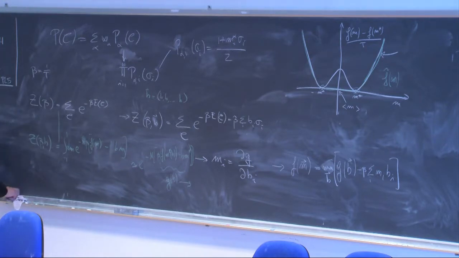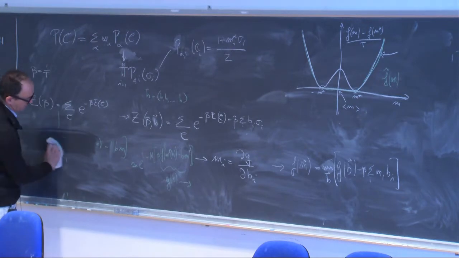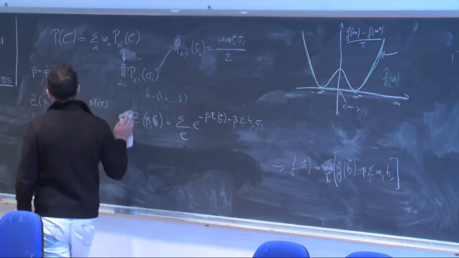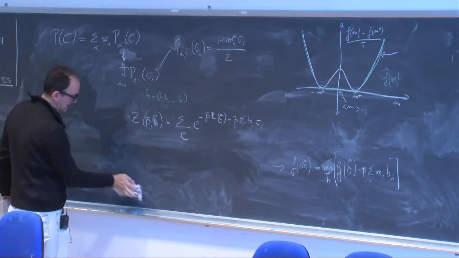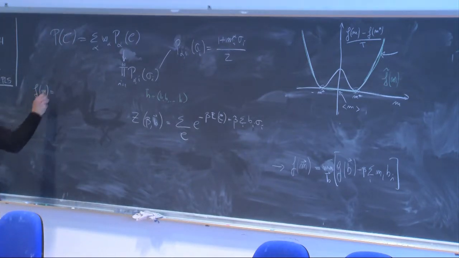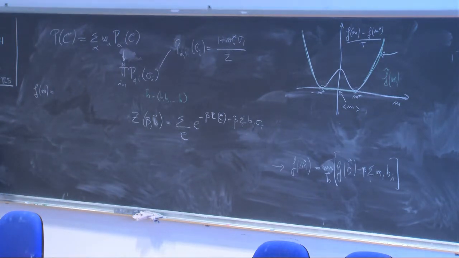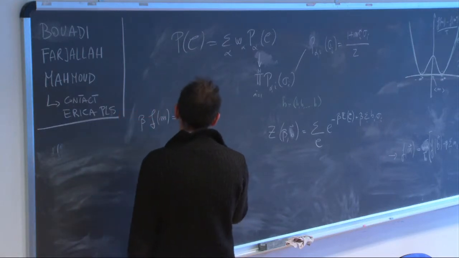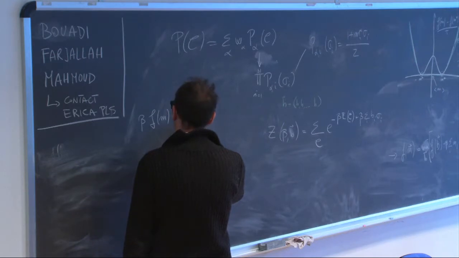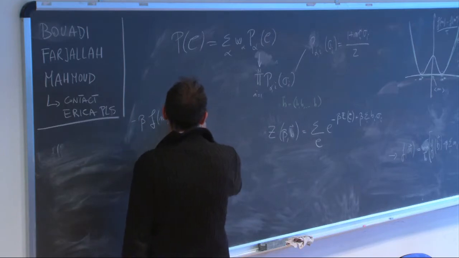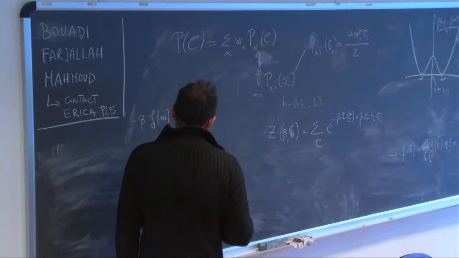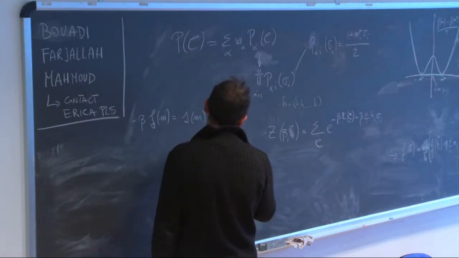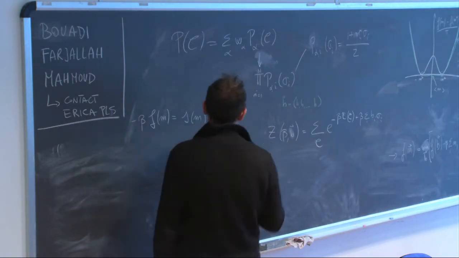Okay. So the main idea is the following. If you look at the function f of m for the mean field Ising model, what you find is that this function beta f that you are interested in, minus beta f, is essentially equal to the entropy minus the energy. And it's beta times the energy, which is a function of m.